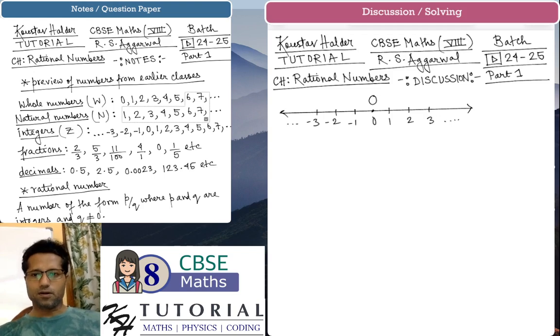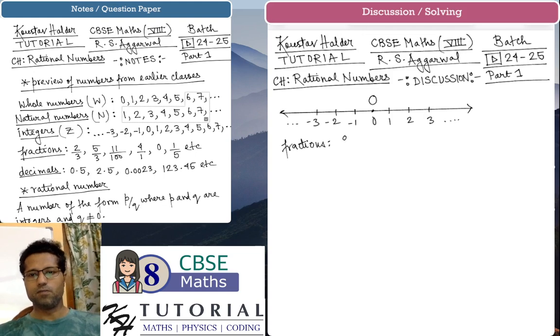So integers include all the natural numbers, that is 1, 2, 3, 4, and all the whole numbers, that is 0, 1, 2, 3, 4, 5, 6, plus the negative of the natural numbers, that is -1, -2, -3, -4. Next you have fractions. What are fractions?